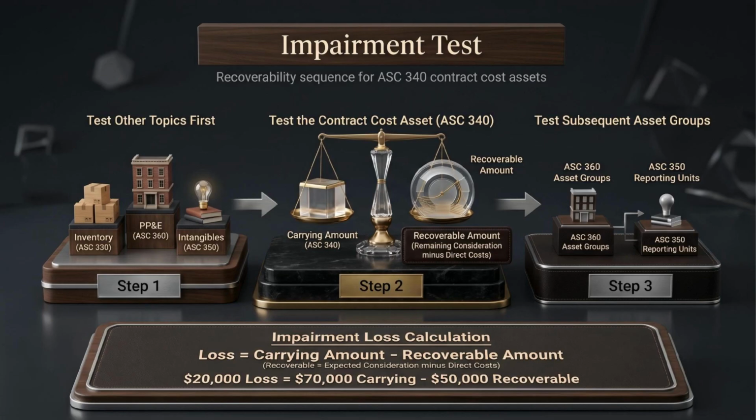After any ASC 340 impairment is recognized, subsequent asset group or reporting unit testing may be performed where required under other guidance. In the example, the carrying amount is $70,000 and the recoverable amount is $50,000. So the impairment loss is $20,000. The entry would be debit impairment loss $20,000 and credit contract cost asset $20,000.